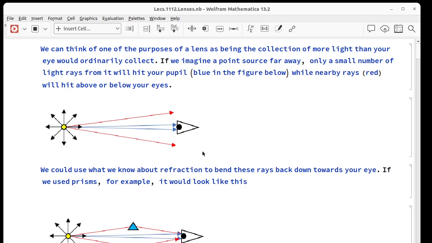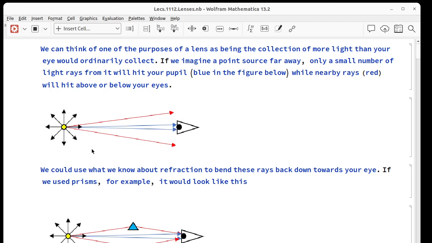So if we think about the purpose of a lens, the main purpose of it is to collect more light than your eye would get ordinarily. So let's say we have a point source far away, only a small number of light rays, represented by these two blue ones, will actually hit your pupil. Nearby rays will hit the top of your head or your chin, the red ones.